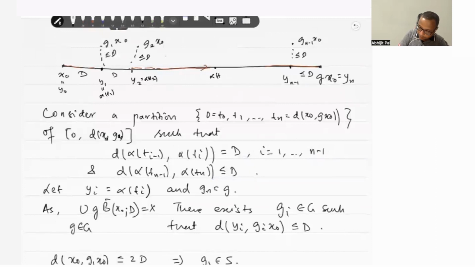So here in this geodesic, we'll get alpha T_{i-1} and alpha T_i. So this distance will be exactly equal to D, and this i is varying from 1 to n minus 1. And in the last segment, this distance will be less than or equal to D. So now let us take Y_i to be equal to alpha T_i, and let us take G_n to be equal to G.